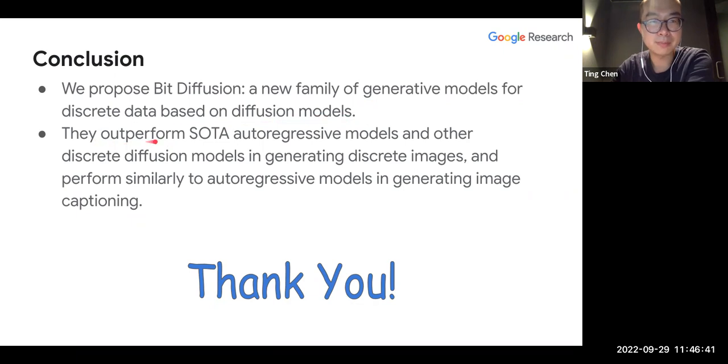In our paper, we show that the proposed method outperforms state-of-the-art autoregressive models and other discrete diffusion models in generating discrete images. And it also performs similarly to discrete autoregressive models in generating image captions. And yeah, that's all I have for the slides. Thank you very much for the attention. Maybe we can take some questions if there are any.